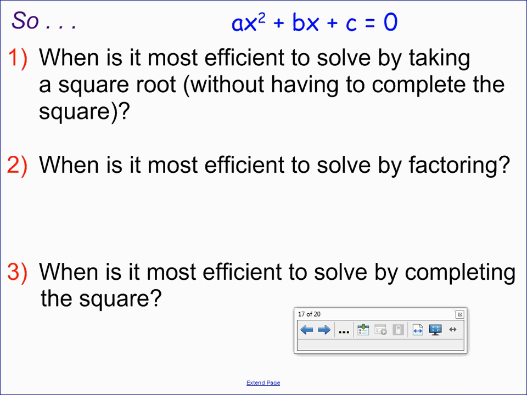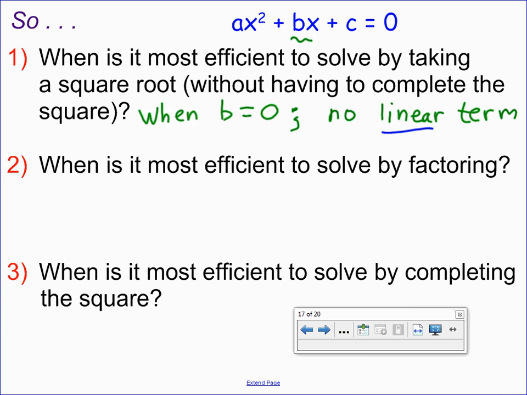In order to solve by taking square roots directly, we could not have an x term mixed in with the x squared. So if I only have an x squared term, then I can solve by taking square roots right away. And so, when is it most efficient to solve by taking square roots? When b equals 0. That is, there's no linear term in my quadratic equation. There's no x term. It's just an x squared floating around, and I can undo that squaring by taking square roots.